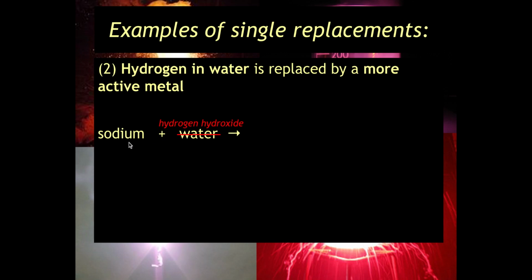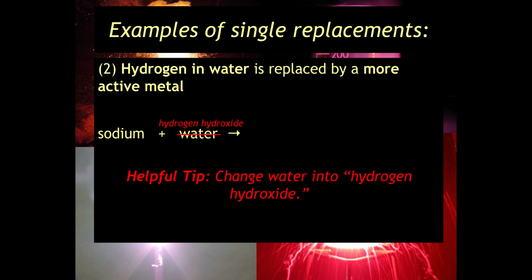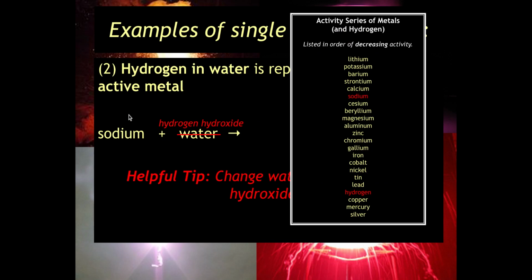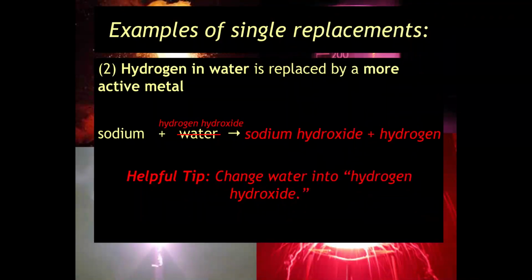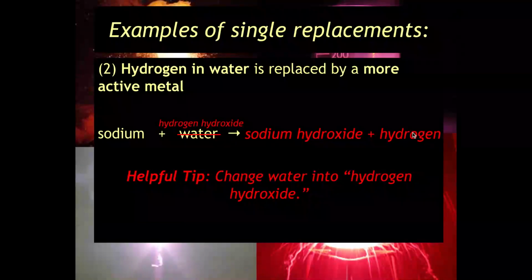So now you've got it in the format where it's A plus BC. You've got one word plus these 2 words. That's why we do that switch. Okay, now, once you've changed the name water into hydrogen hydroxide, you can actually predict. So sodium is a metal, and I just told you when in this type of reaction, the metal replaces the hydrogen. So sodium is higher up on the list than hydrogen, so there is going to be a switch. So what you'll get is sodium hydroxide plus hydrogen. Those will be the products of the reaction.